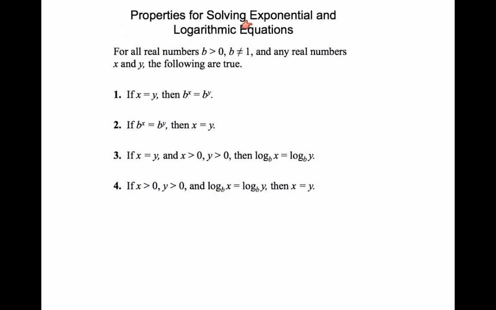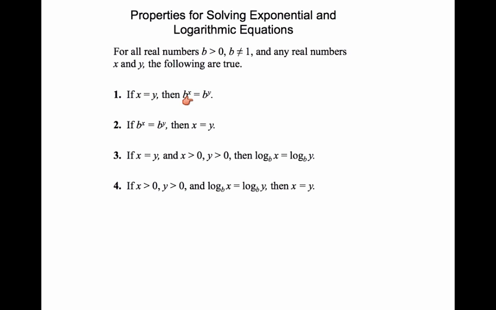Properties of solving exponential and logarithmic equations. For all real numbers b greater than 0 and b not equal to 1, and any real numbers x and y, the following are true. Number 1: if x is equal to y, then b to the power of x is equal to b to the power of y. So if we can make the bases equal to each other, we can conclude that the exponents are equal.